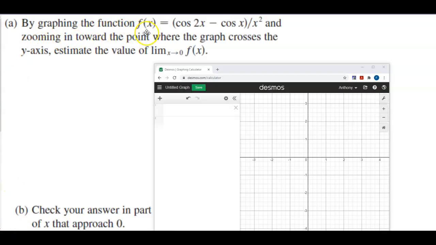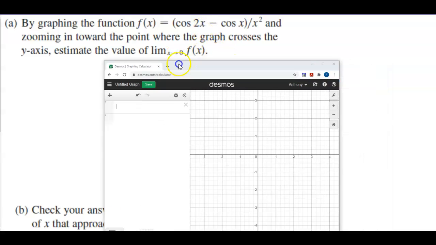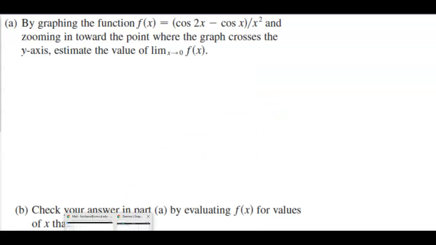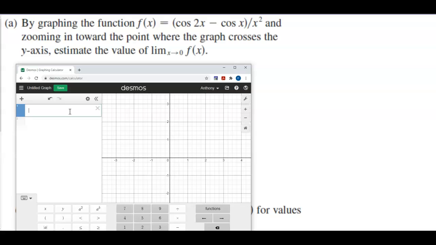By graphing the function f of x, which is equal to the cosine of 2x minus the cosine of x divided by x squared, and zooming in towards the point where the graph crosses the y-axis, estimate the value of the limit as x approaches 0 of this function. So let's first go ahead and put this into our graph here. So we have the cosine 2x minus the cosine of x, and then we're dividing that by x squared.